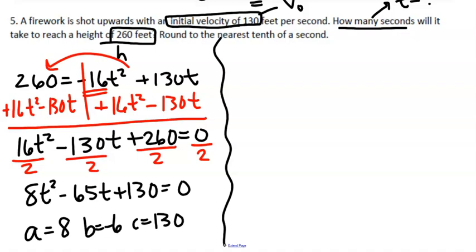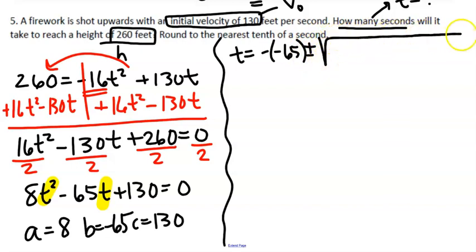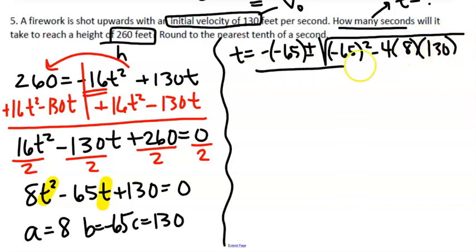Now in your foldable, where we took notes on the quadratic formula, it says x equals negative b plus or minus blah, blah, blah. But in this case, we're not solving for x, we're solving for t. So I'm going to use t instead. t equals negative b. Oh, I wrote 6 here, but it's negative, it's 65. So negative 65 plus or minus the square root of b squared minus 4 times a times c, all over 2 times a, which is 8.